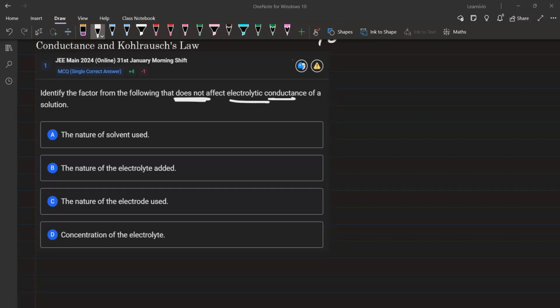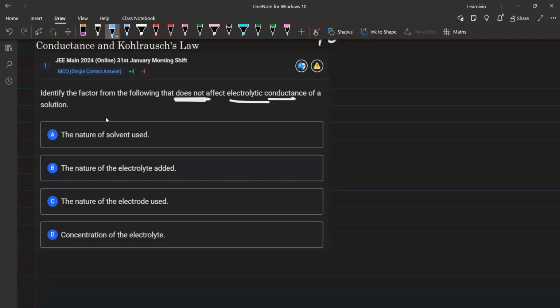So electrolytic conductance depends on the number of ions an electrolyte produces, or how it dissociates, right? If I talk about the nature of solvent, you must understand, if you remember from class, for example, benzoic acid associates in benzene but dissociates in water. So nature of solvent does play a role in how the electrolyte is ionizing. That means it is not the correct option. We have to look at what is not affecting. This is not going to be the answer.